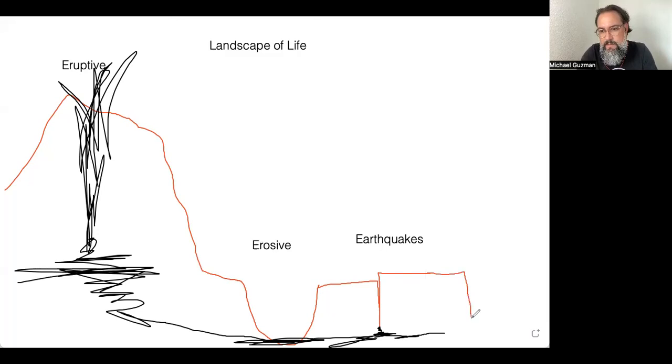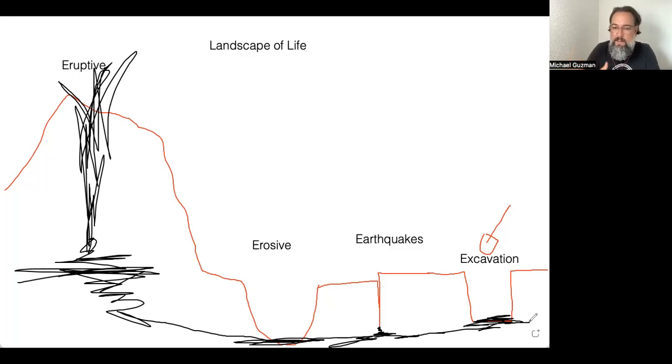Here with real straight lines up and down, and then a depiction of a poorly drawn shovel there. This type of moment is an excavation moment. And these are where we utilize spiritual disciplines in order to encounter the presence of God. It's the same presence that is available on the mountaintop or in the erosive moment or in the earthquake, but it's usually through slow methods.